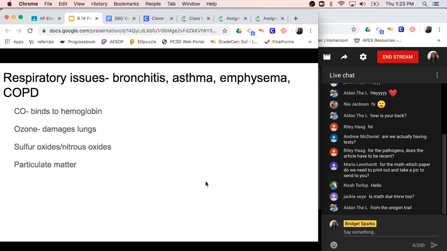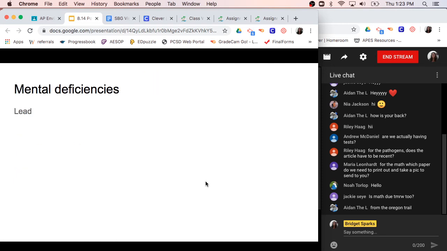We talked a lot about respiratory issues. Some examples are bronchitis, asthma, emphysema, COPD. We know that we have carbon monoxide, which has a higher affinity to your hemoglobin, so it binds there and your body cannot use that. Ozone also damages the lungs. Sulfur oxides, nitrous oxides, particulate matter, all of those things cause those respiratory issues that we talked about.